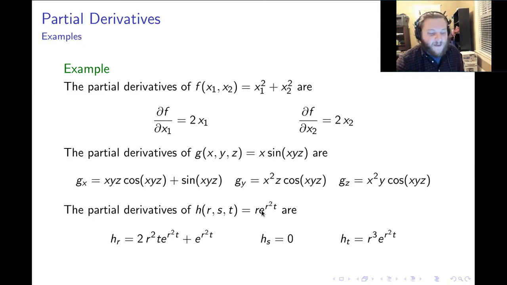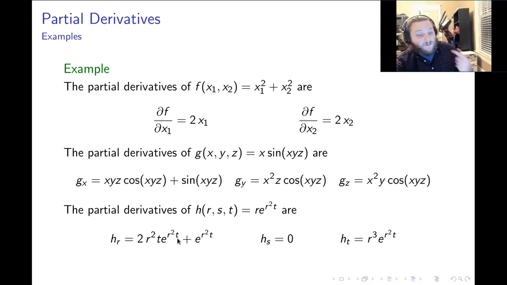So if I apply the product rule, I'll keep r and then take a derivative of e to the r squared t with respect to r. So I'm viewing s and t as constant here. Well, the derivative of e to the r squared t will be e to the r squared t multiplied by 2rt. And then when I multiply that by r, I end up with 2r squared t times e to the r squared t.